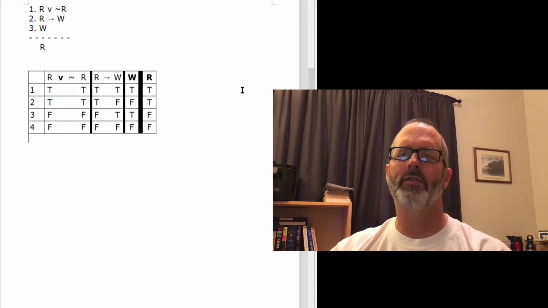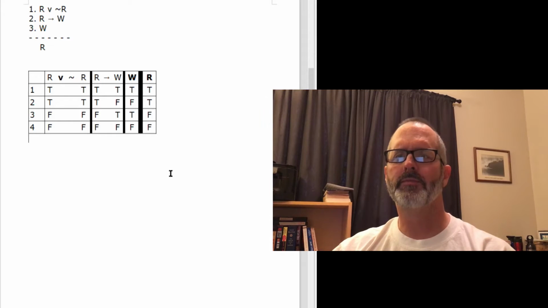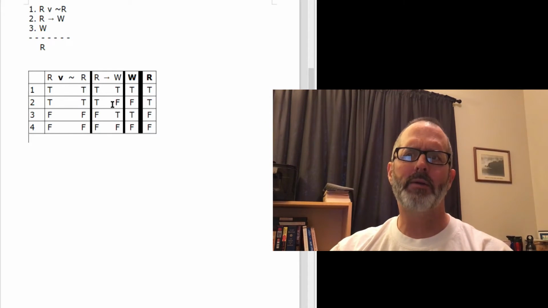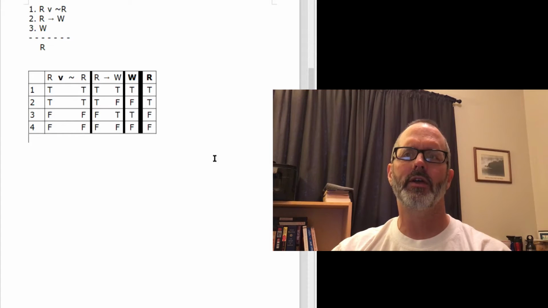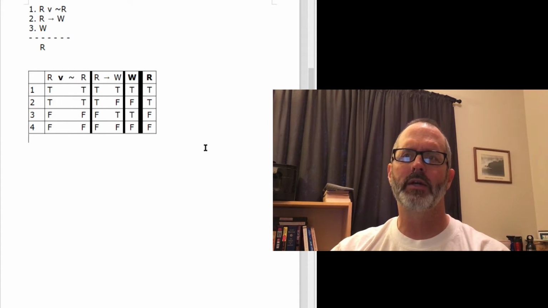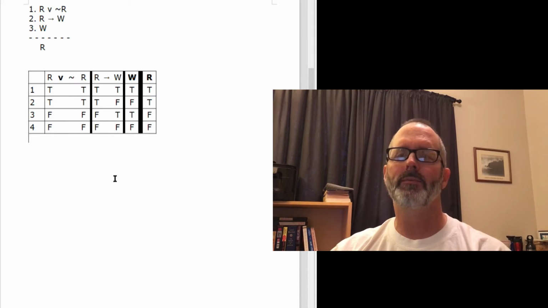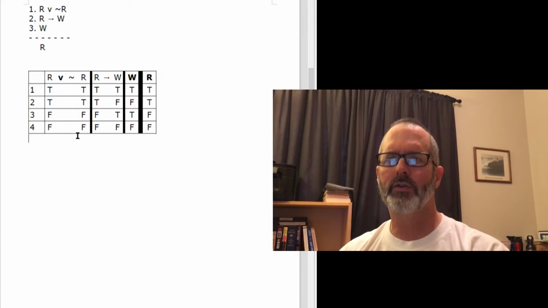Now I need to solve from smallest to largest scope. I will start in the first premise. In the first premise, the smallest scope, of course, is the sentence letters. That's why I filled those in first. And now, notice, this negation only applies to R. So it has the next largest scope as I'm working my way up. What does a negation do? A negation simply reverses the truth value of the sentence. So what do we do? Simply reverse the truth values of R going down.